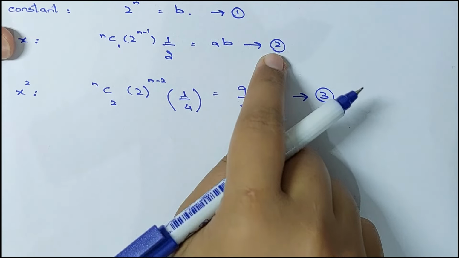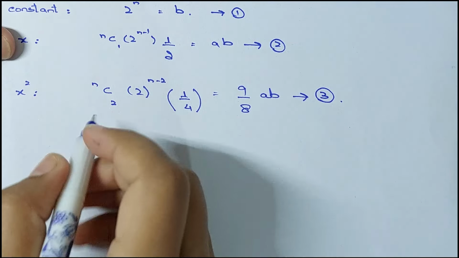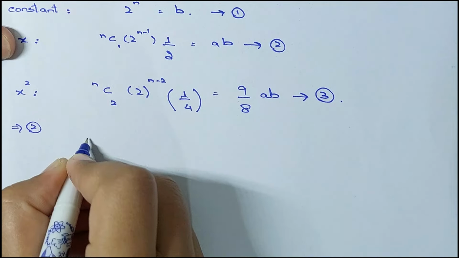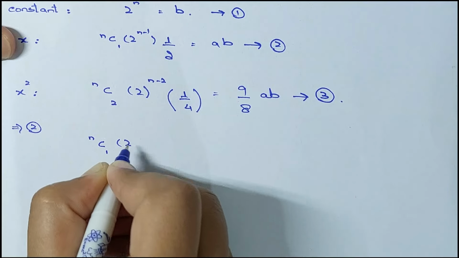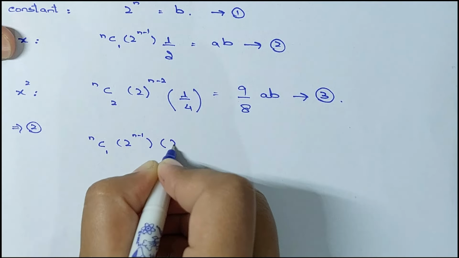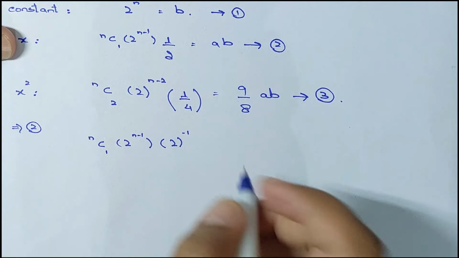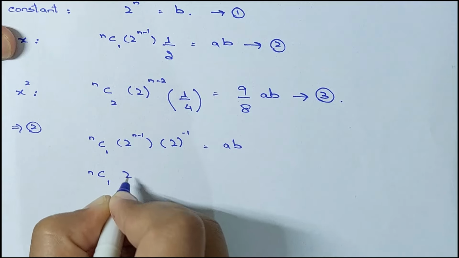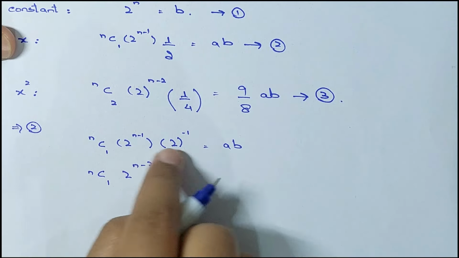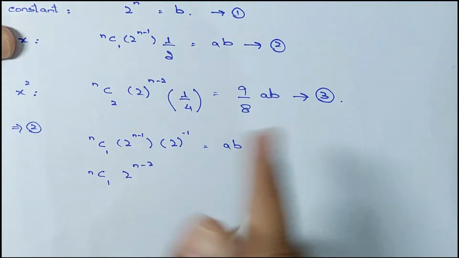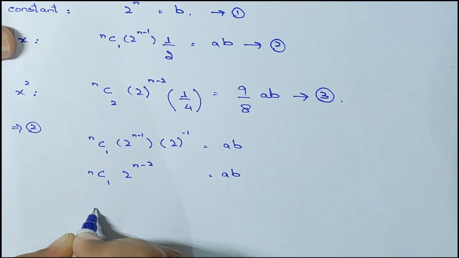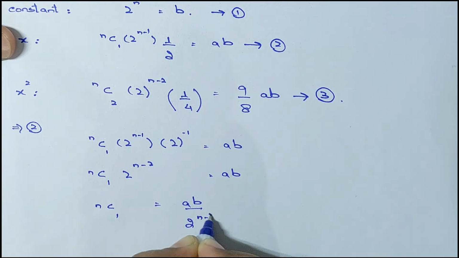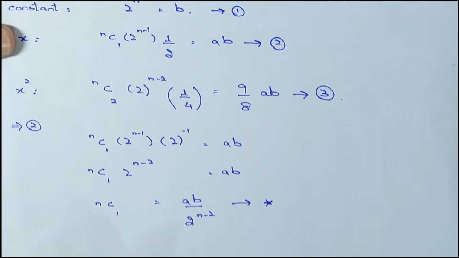Okay, so from equation 2 and 3, let me arrange equation 3 first. Okay, so from here, what is equation 2? I'm working on equation 2. nC1 2 to the power of n minus 1, and here 2 to the power of minus 1. Shifting the 2 into the numerator, this would be ab. Alright, so nC1 2 to the power of n minus 2. When bases are the same, we can add the powers. n minus 1 and minus 2, this would be my ab. Or we can say nC1 is my ab over 2 to the power of n minus 2. Let's say this is equation star.